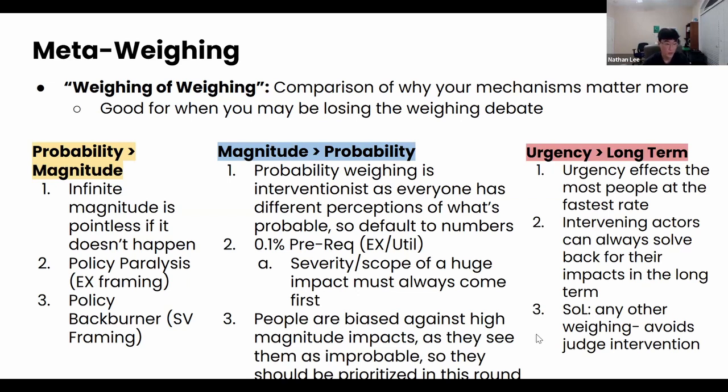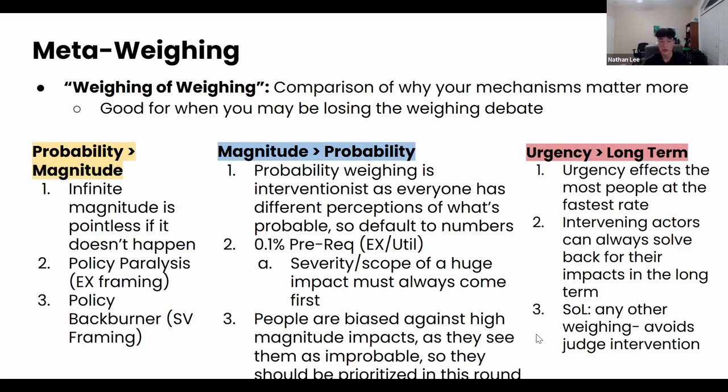And here are some examples. So first is probability over magnitude. This is a standard SV versus extinction situation. So infinite magnitude, for example, is pointless if it doesn't happen. A second argument is policy paralysis, which we'll talk about under extinction framing. It basically means that if we're so focused on huge impacts like nuclear war, we're never going to solve back for the real probable impacts like structural violence that are happening right now. And third is this argument that because of this, SV impacts or really probable impacts are always put on the back burner because we assume someone else is going to solve for them.